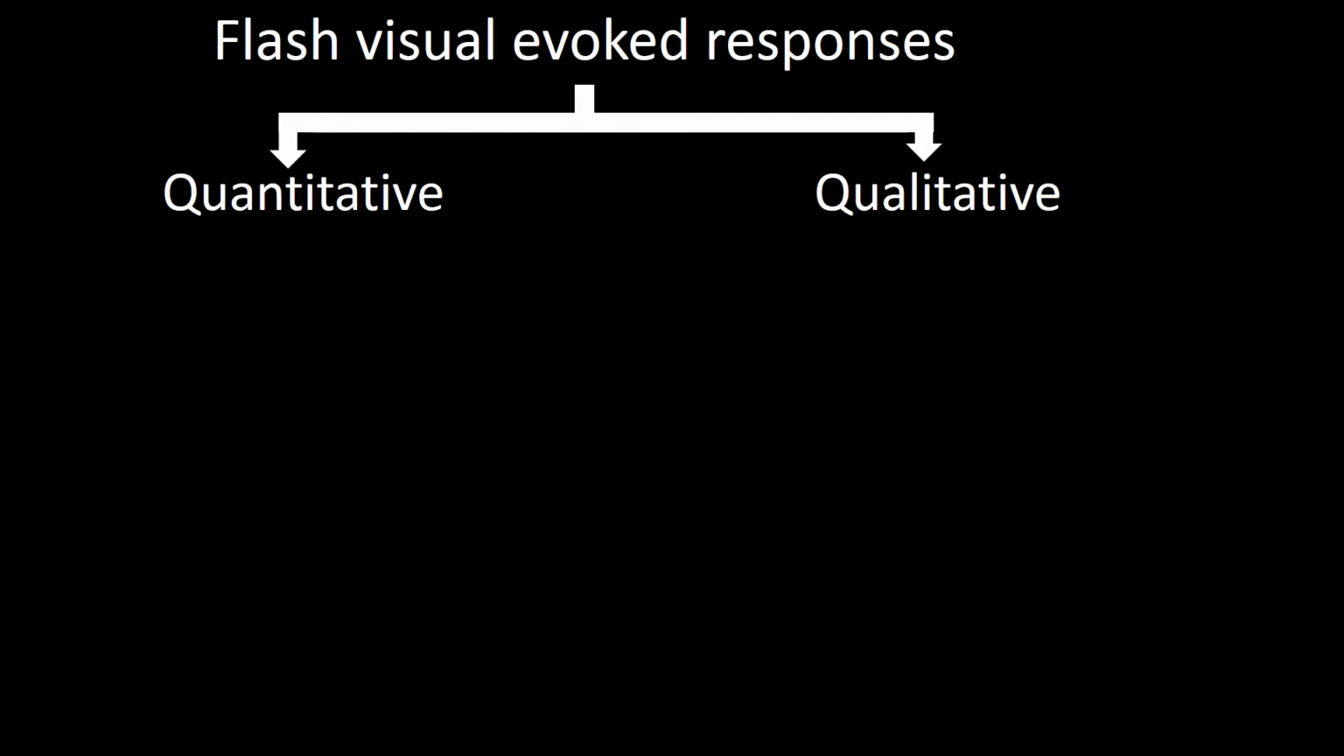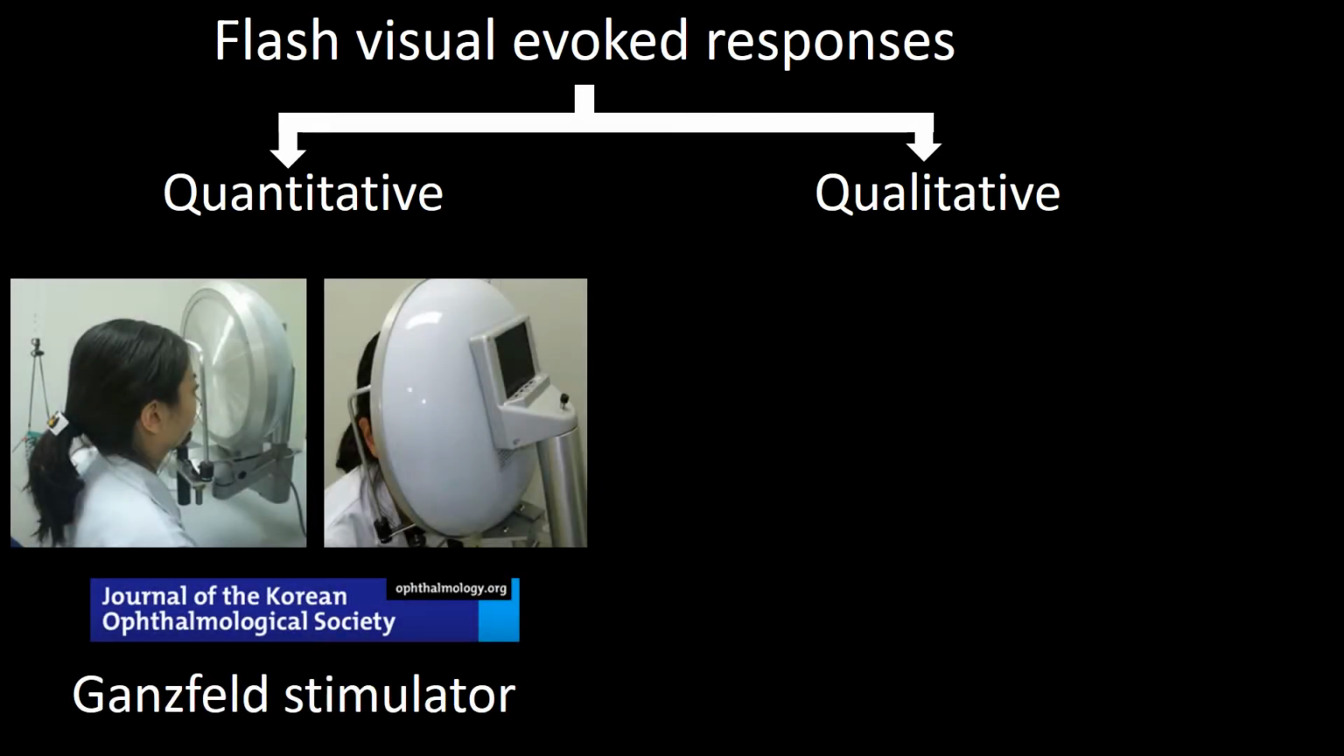Next question. Quantitative flash VEP requires Ganzfeld stimulators. A, true. B, false. Flash visual evoked responses can yield quantitative information or qualitative information. Quantitative information can be obtained using Ganzfeld stimulators or similar devices. They allow patient observation to monitor attention and eye position.